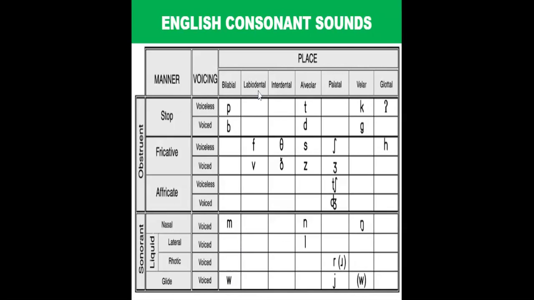Now you have the labiodental. So here you have the labiodental fricatives F and V. Then the dental or interdental, you have the dental fricatives, the voiceless and the voiced, and so on and so forth. So just to give you insight into the consonant sounds, okay?